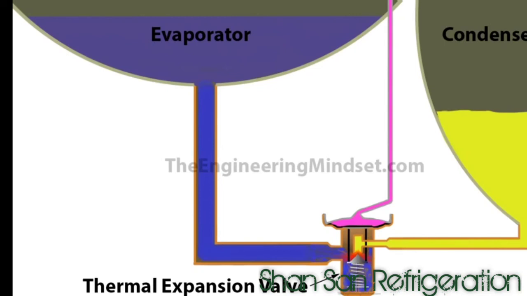So this type of expansion valve is exactly how you would find it in a household air conditioning unit, but the valve is just a slightly bigger version, obviously to handle the cooling load which it needs to for the size of the chiller.